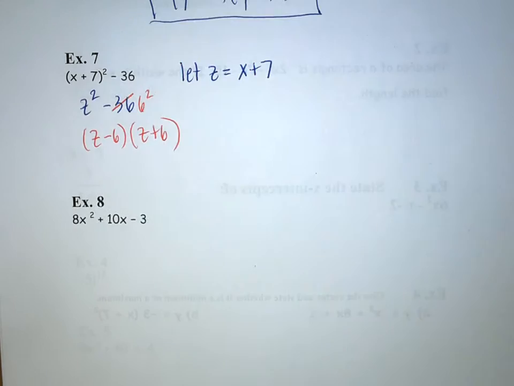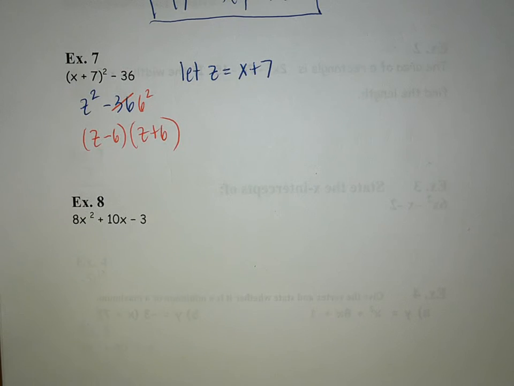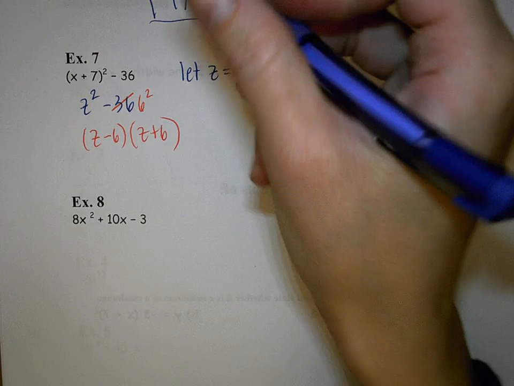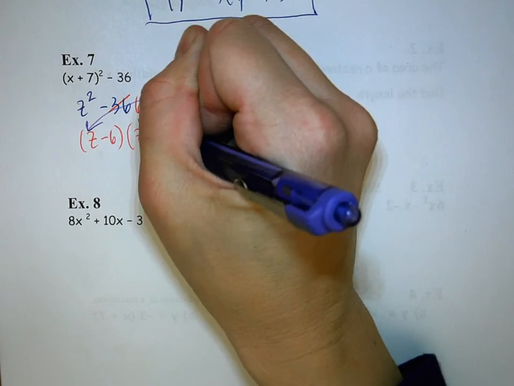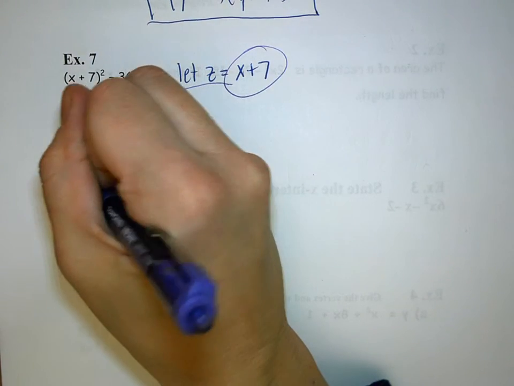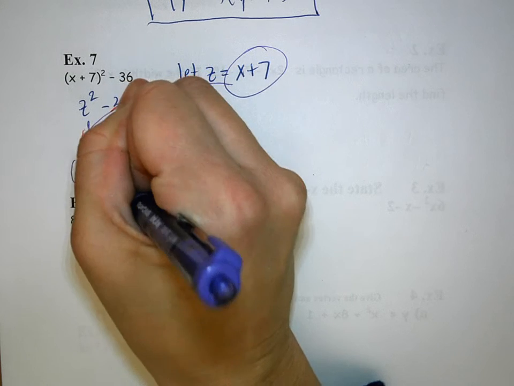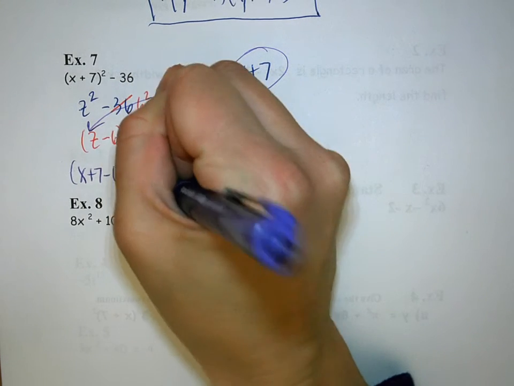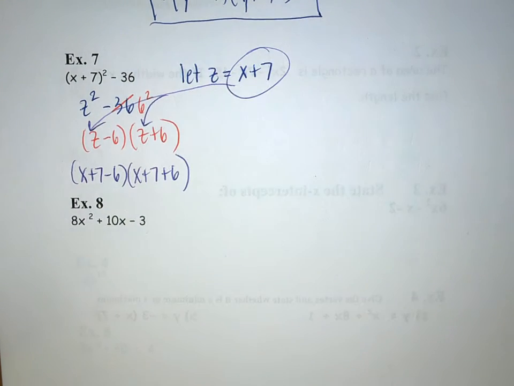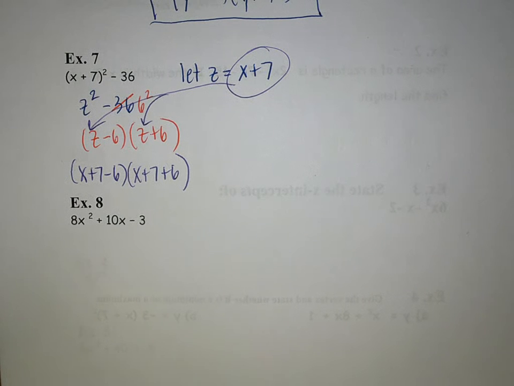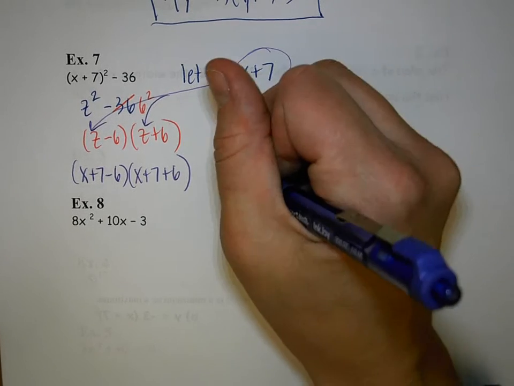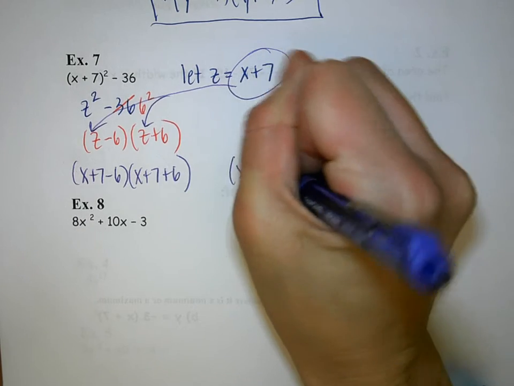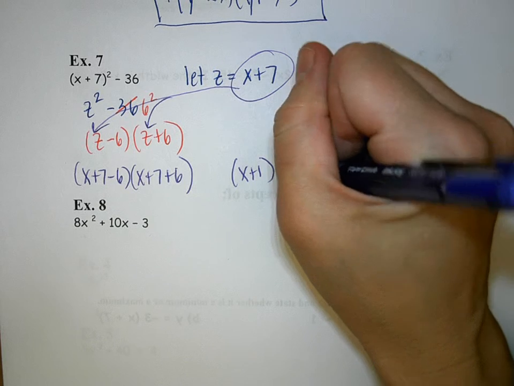Is that my answer though? No, because what do I need to do now? Good, you have to take x plus 7 and substitute it back in for z. So I get x plus 7 minus 6 and x plus 7 plus 6. Can either one of those be simplified? Yes, because I can add negative 6 and 7 together, and what does that make? x plus 1, and then 6 plus 7 makes x plus 13.